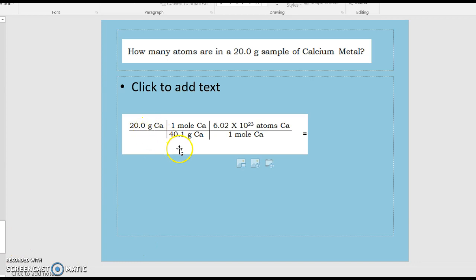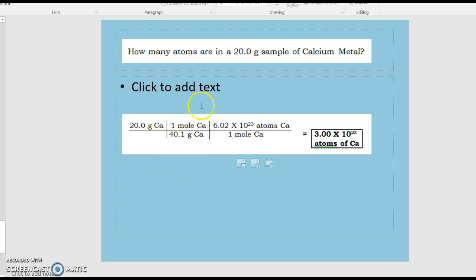I said 20 divided by 40 is 0.5, around there anyways. It's a little different because of the 0.1. However, if we take half of the 6.02 times 10 to the 23rd, that's the number of atoms it should be. And look at that, 3, which is about half of 6.02 times 10 to the 23rd atoms of calcium. So that's how you work it. It's a very long problem.